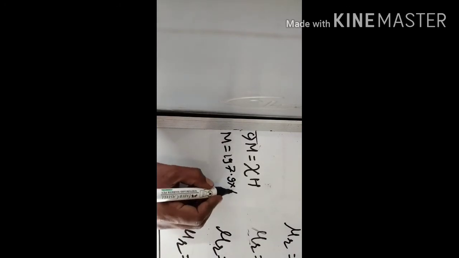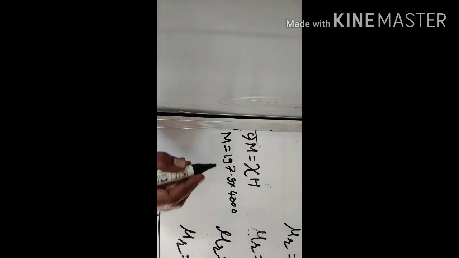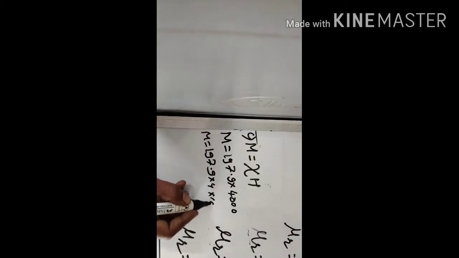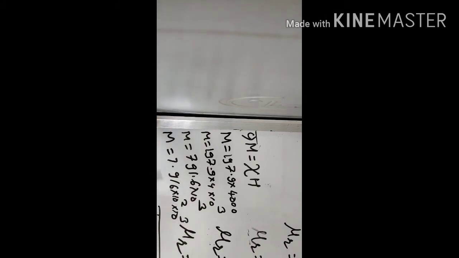So this chi is nothing but 197.9 into 4000. When you solve all this, M is equal to 197.9 into 4 into 10 to the power 3. After solving, what will come is 791.6 into 10 to the power 3. Then I write it as 7.916 into 10 to the power 2 into 10 to the power 3. Therefore M is equal to 7.916 into 10 to the power 5. So now this one is the magnetization.